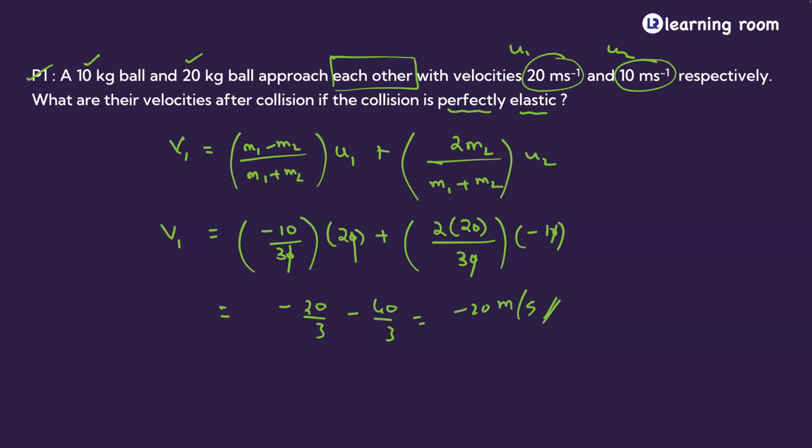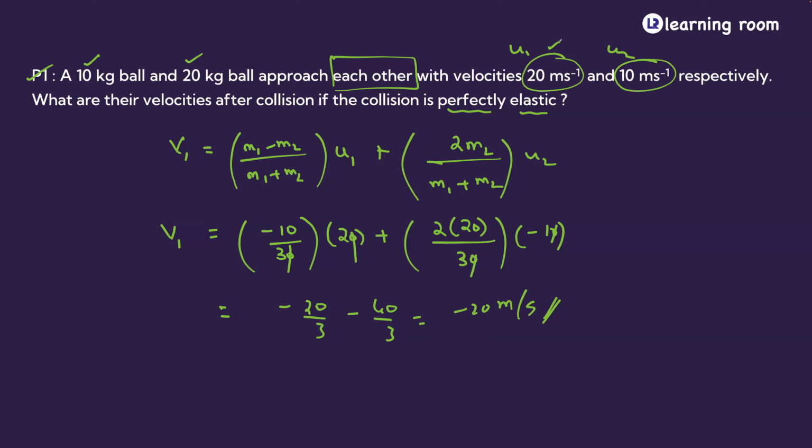So the meaning of this is the smaller ball is rebounding. It was traveling in the forward direction with the speed of 20 meter per second. After hitting the bigger ball, it was rebounding with exactly the same speed. That is the meaning of that minus 20 meter per second. Is the point clear? Okay.